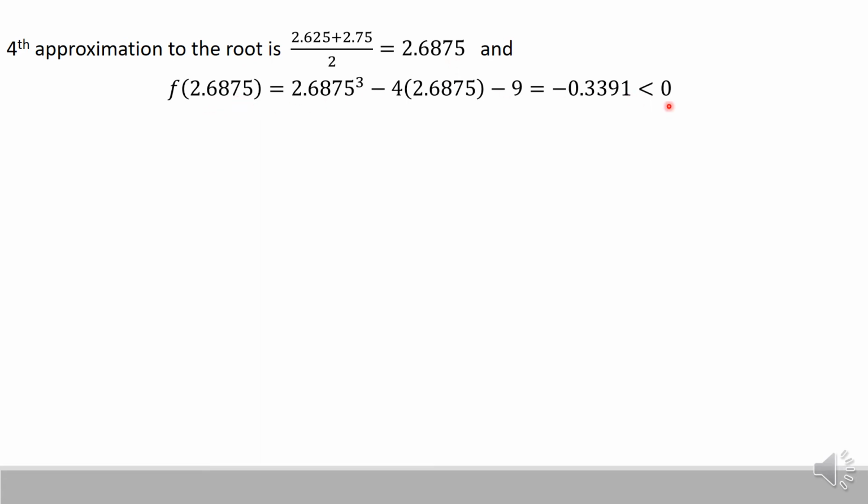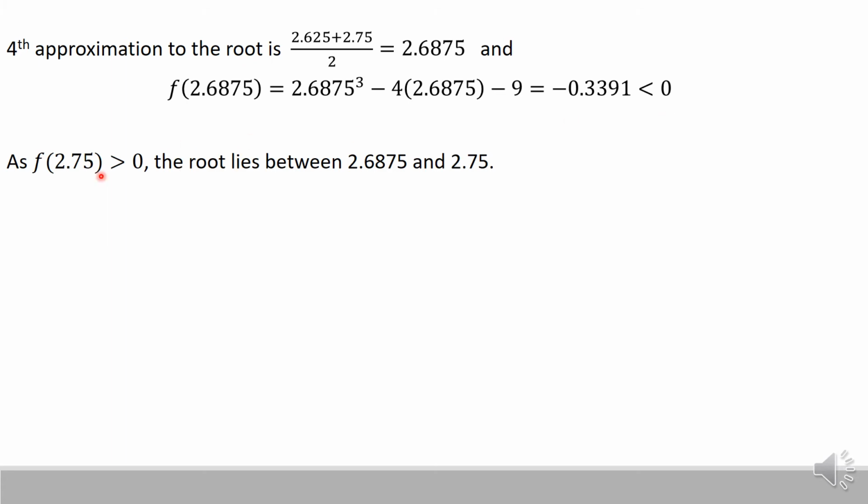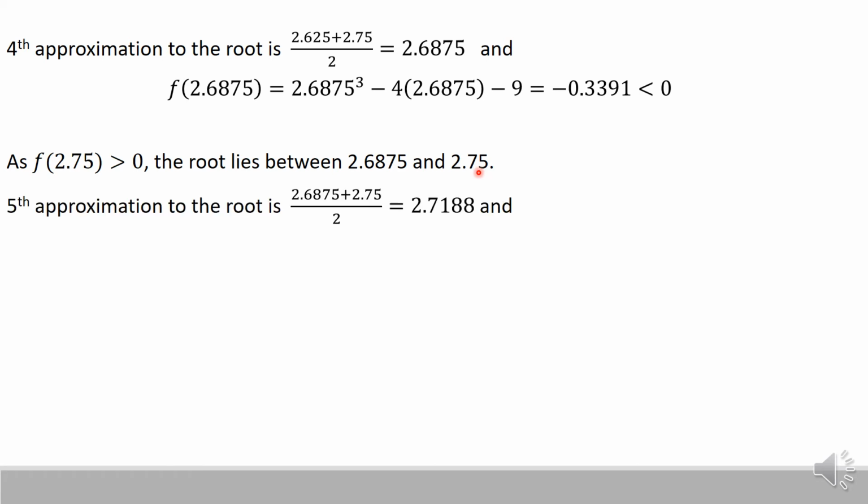Next, let us find out the function value at this point. We see that this is negative. As before, since f of 2.75 is positive, we conclude that the root will lie between 2.6875 and 2.75. Next we find the fifth approximation to the root, which is the average of these two values equal to 2.7188, and find out the function value.